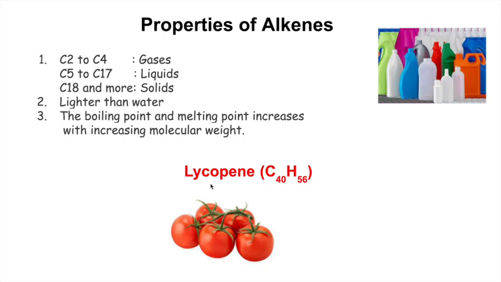So this is lycopene. This is one example of an alkene. The molecular formula is C40H56. This lycopene gives tomatoes the red color. Lycopene is a carotenoid and antioxidant present in tomatoes and other vegetables and fruits. So lycopene gives tomatoes the red color.